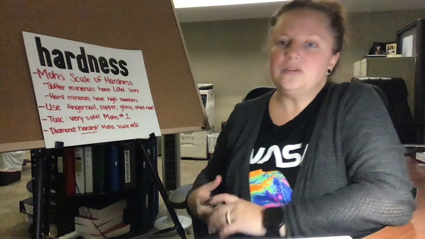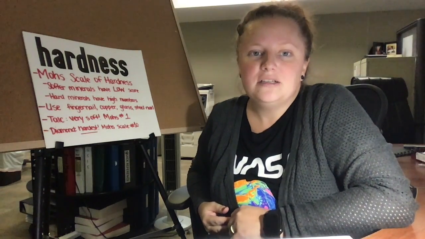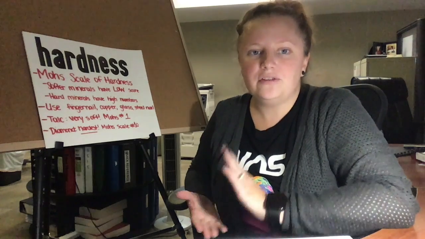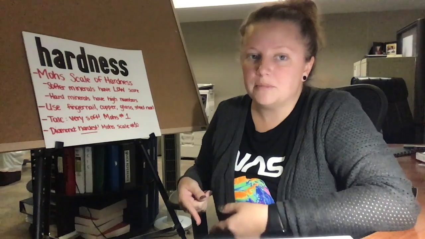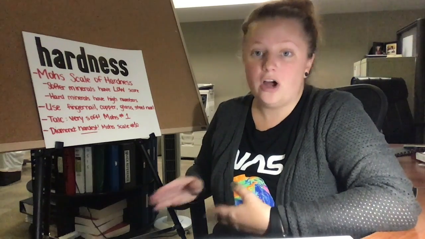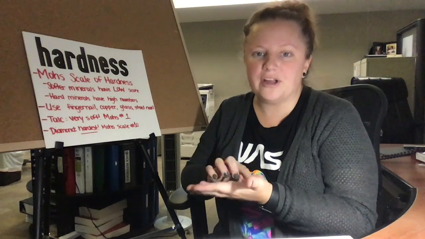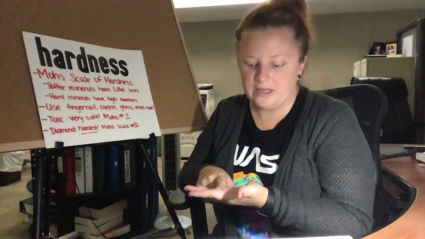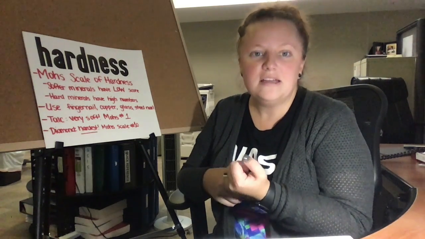Hardness. We use the Mohs scale of hardness to determine how hard a mineral is. The lower the number, the softer the mineral. The higher the number, the harder the mineral. Diamond is the hardest, so it has the highest number with a Mohs scale number of 10. Talc is very soft. It can be scraped apart with your fingernail, not even really a whole nail, just your finger will rub some of it off. And it has a Mohs scale number of 1.